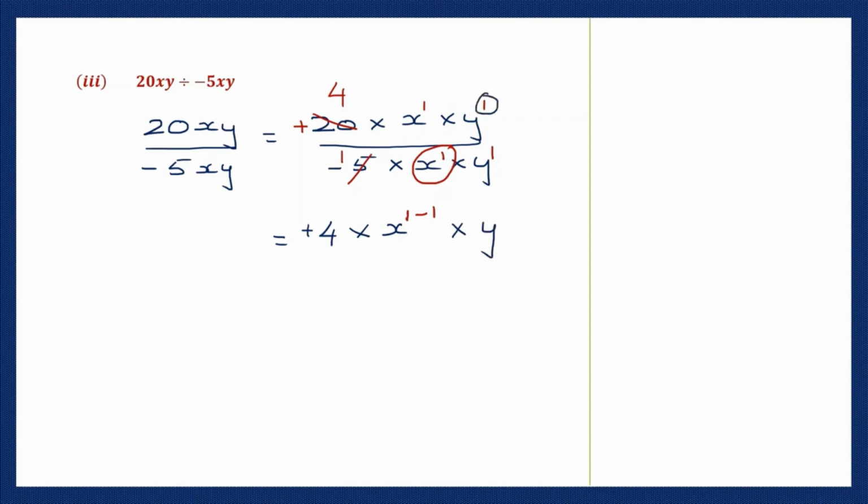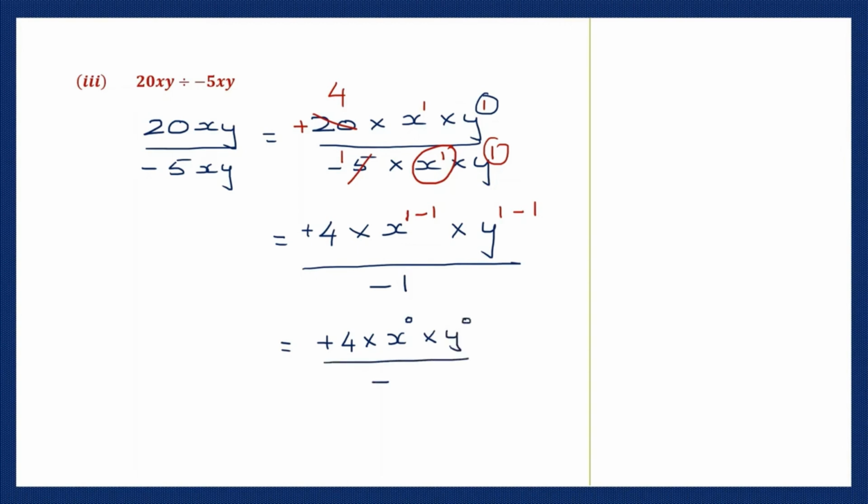I'll take this 1 minus this 1. Okay, and in the denominator, I have minus 1 only left. Everything else has been removed. So, plus 4 into x to the power of 1 minus 1 is 0, into y to the power of 1 minus 1 is 0, and in the remainder, I have minus, in the denominator, minus 1.